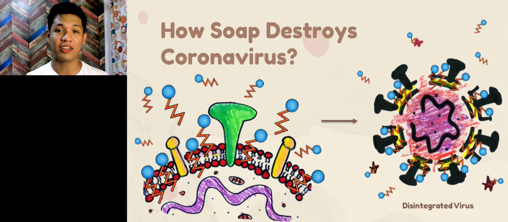The water-repelling tails are attracted to the fatty envelope enclosing the virus and insert themselves into the protective layer when they encounter coronaviruses. The virus breaks and is bound to perish in the drain. And that's why washing your hands is so effective in slowing the spread of coronaviruses.